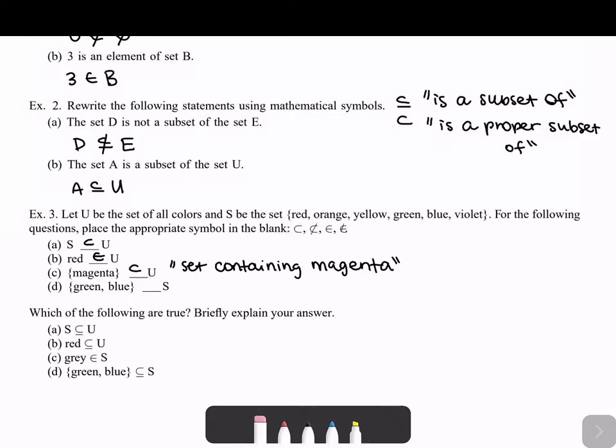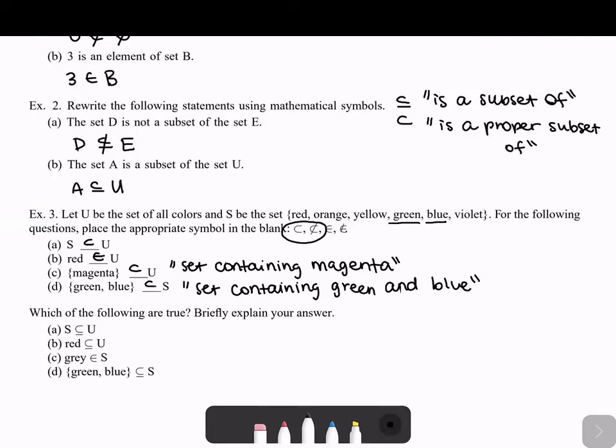Okay, the last one right here, we are going to look at the set containing, so I'm just going to write it out again, the set containing green and blue, and we're going to see how that compares to S. Because we're comparing two sets, again, we're looking at if it's a subset or if it's not a subset. So we want to see if green is an element of S and blue is an element of S, then that means that the set containing green and blue is a subset of S, right? This just follows from the definition of subset, that if it's in one of them, then it's in the other of them. And we can see, based off how we defined S up here, that green and blue are in the set S. So the set containing green and blue is a subset of S.